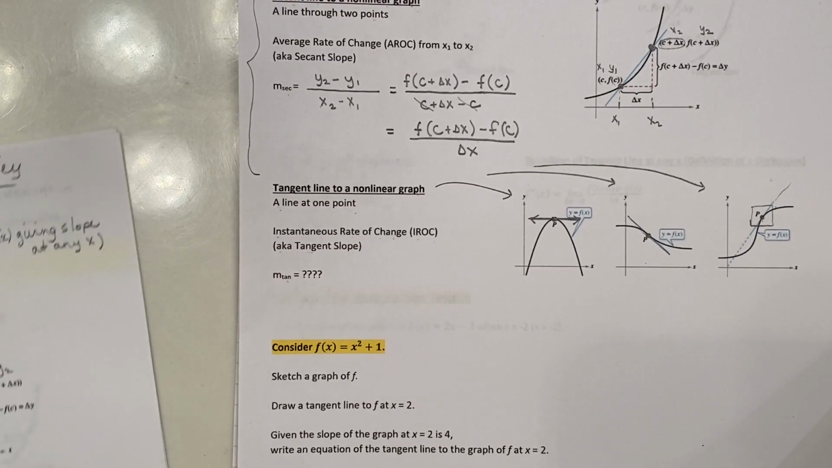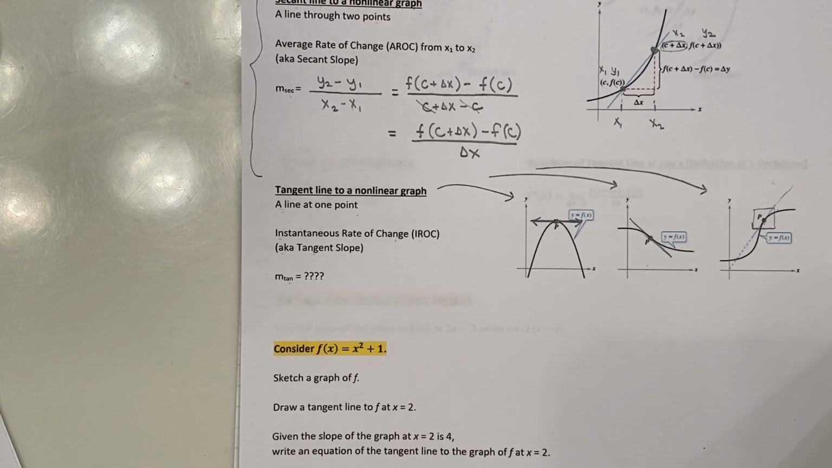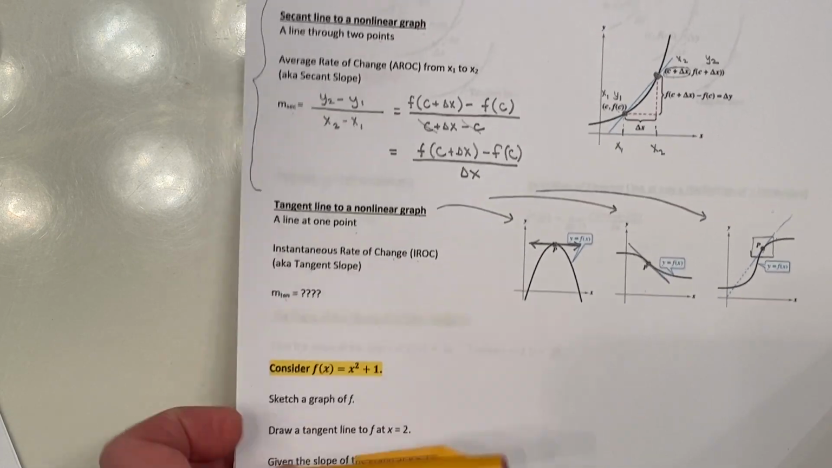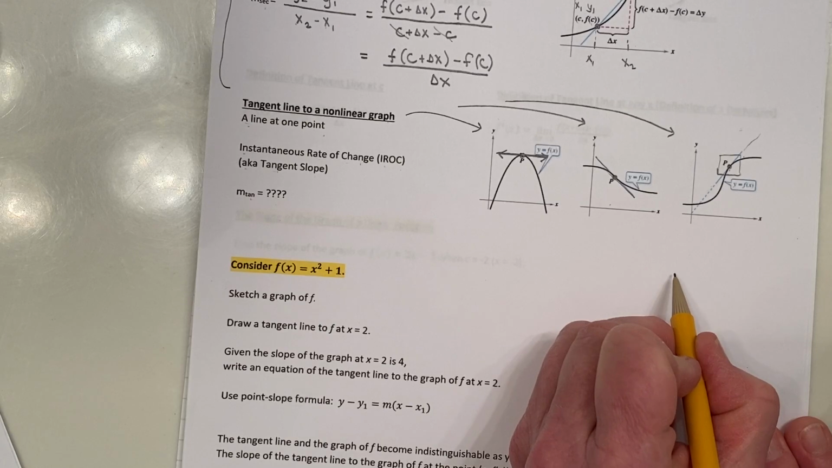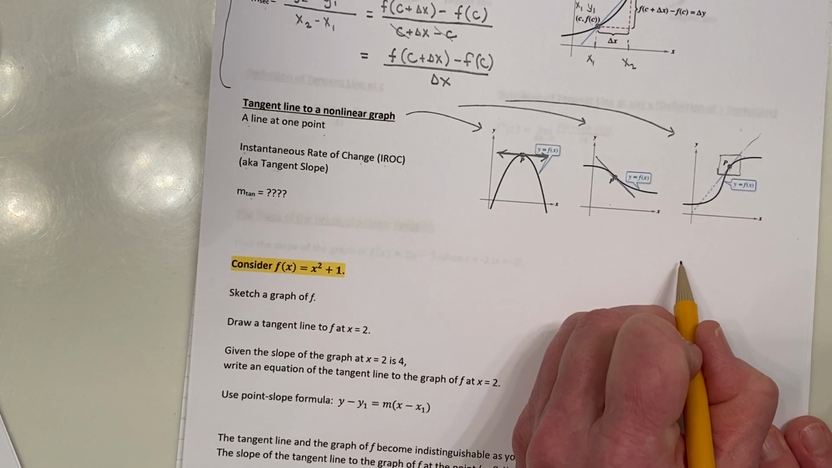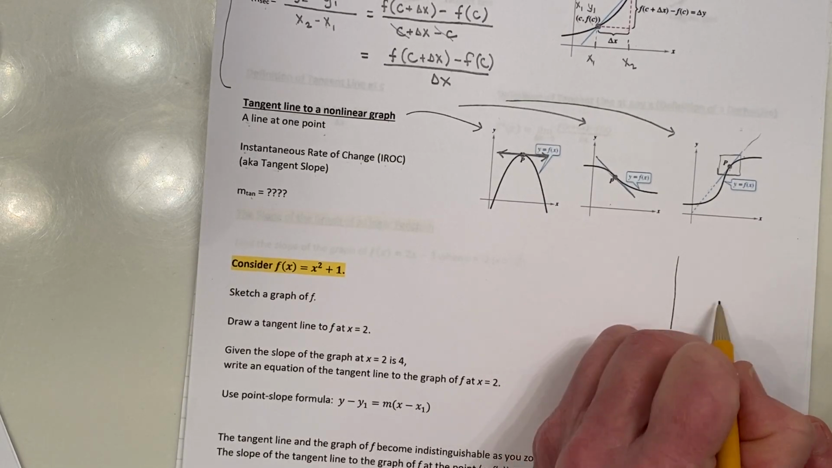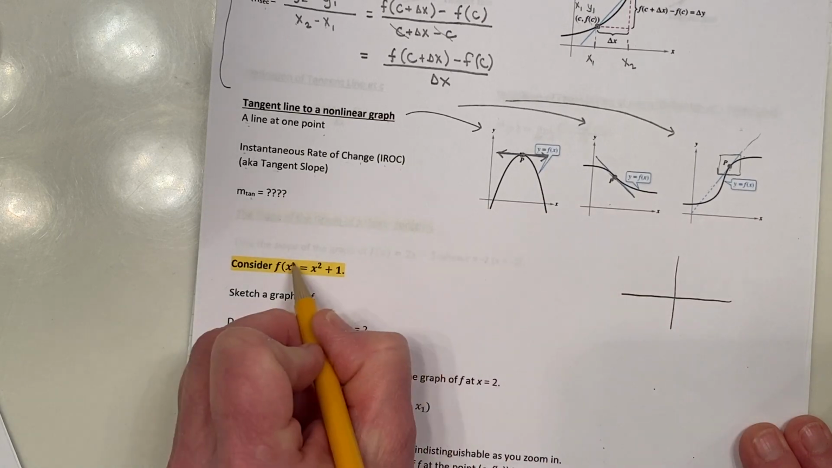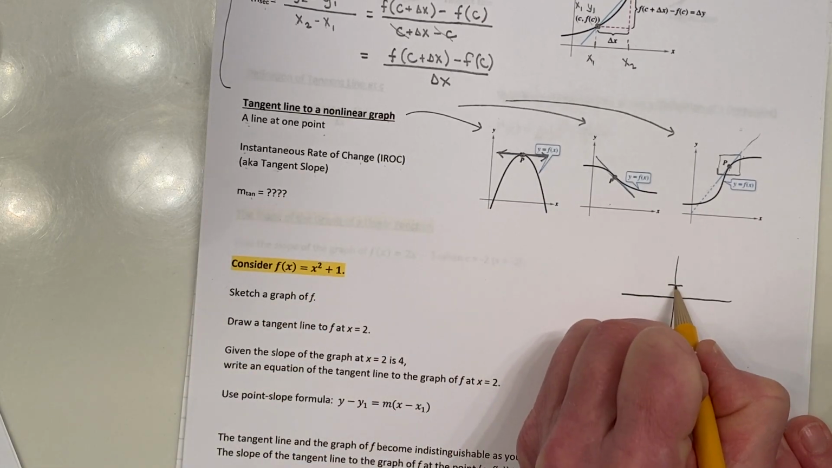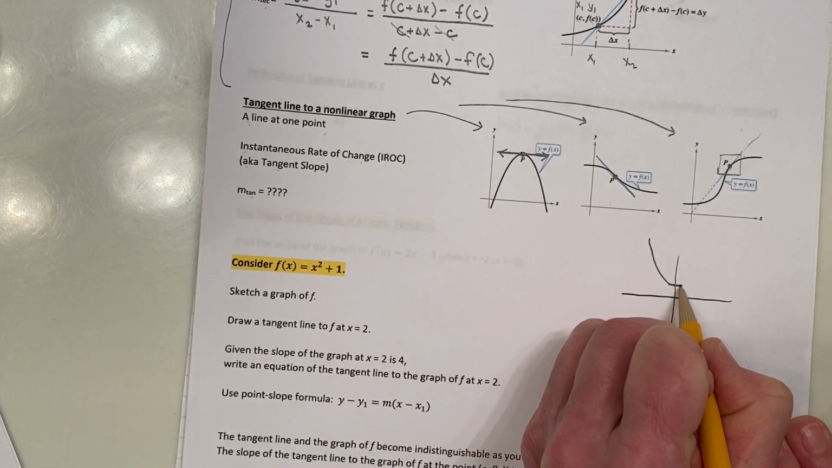All right, let's consider the function f of x equals x squared plus 1. Of course, you can put that in your calculator and graph it. I'm just going to record a real quick graph of that upward opening parabola over here. All right, f of x equals x squared plus 1. You would graph it. It's a parabola that opens up.